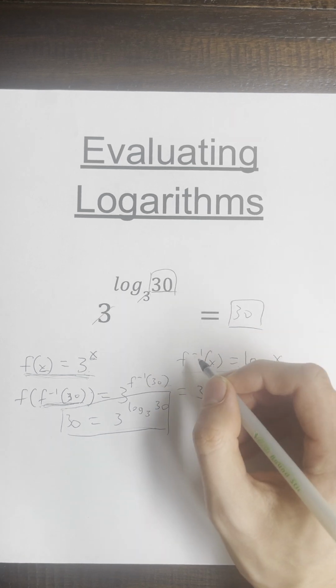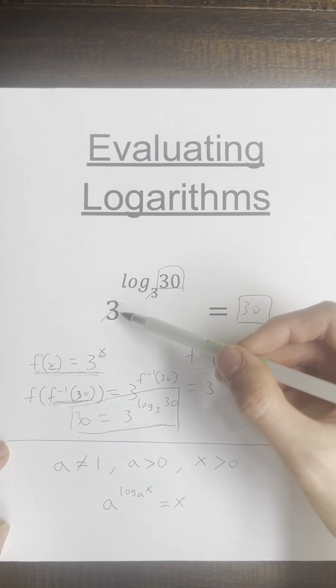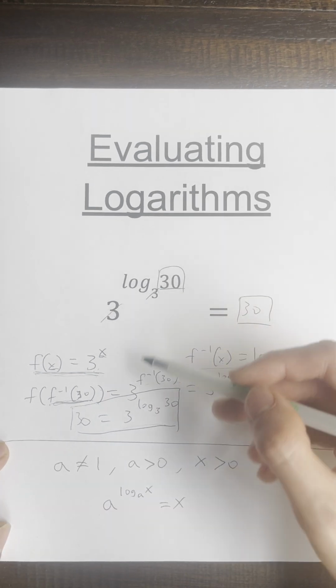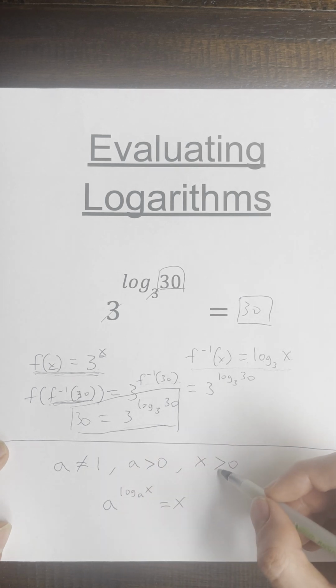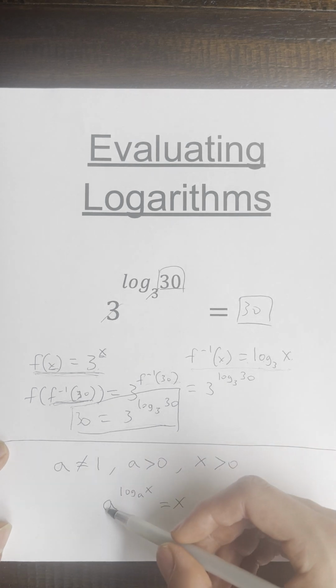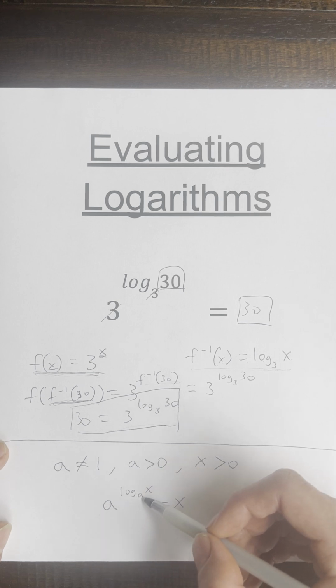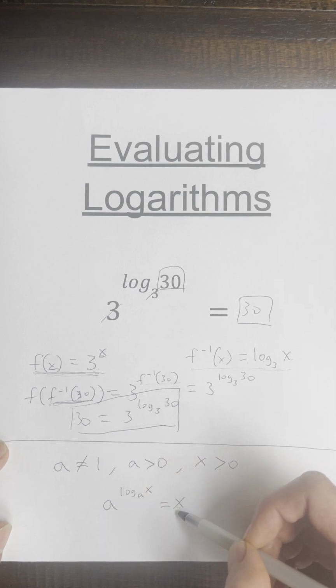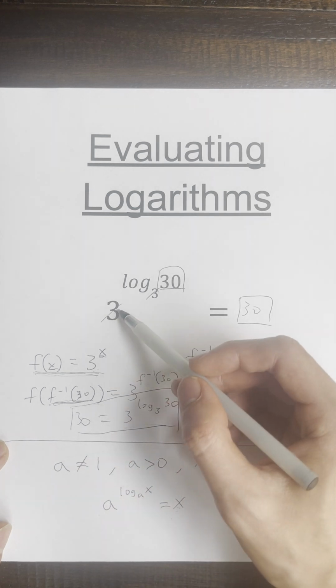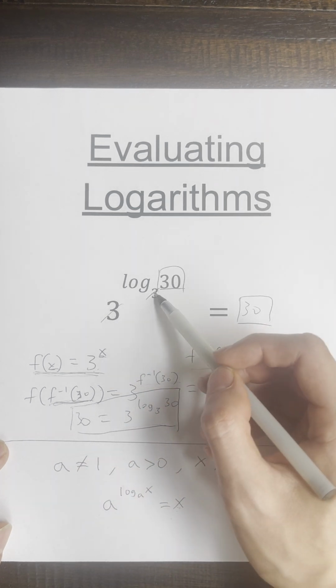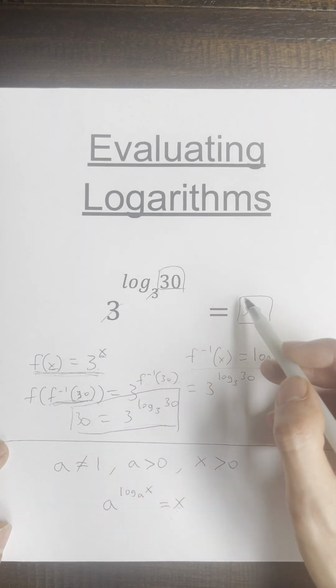be the answer. By a similar argument, if we change 3 to any positive real number that's not equal to 1, and x is also positive, then we can say that a to the power of log base a of x is equal to x. In other words, if these conditions are met, then we're allowed to cross out the a's and keep x as our answer.